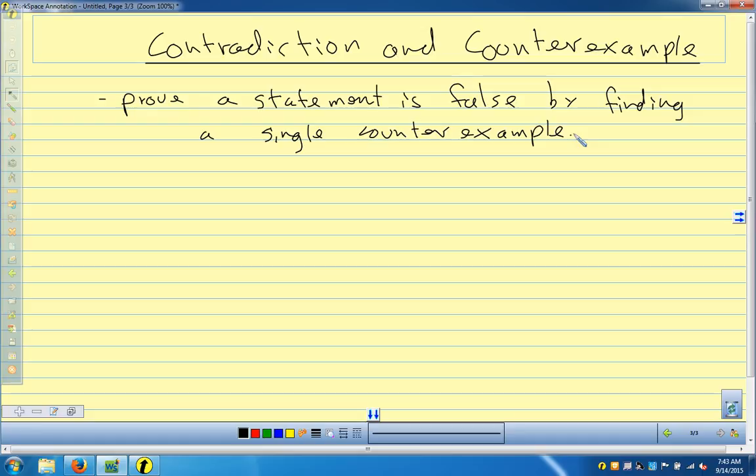Well, let me make a proposition here. Let me make a claim. If the sum of 2 integers is even, then both integers are even.